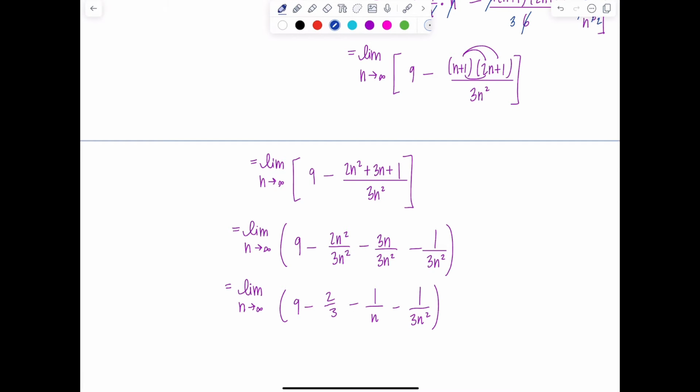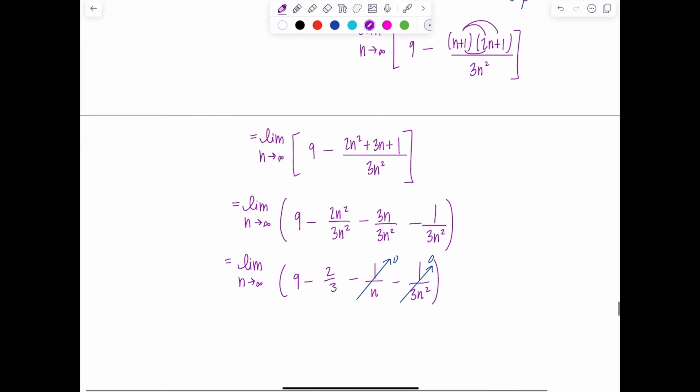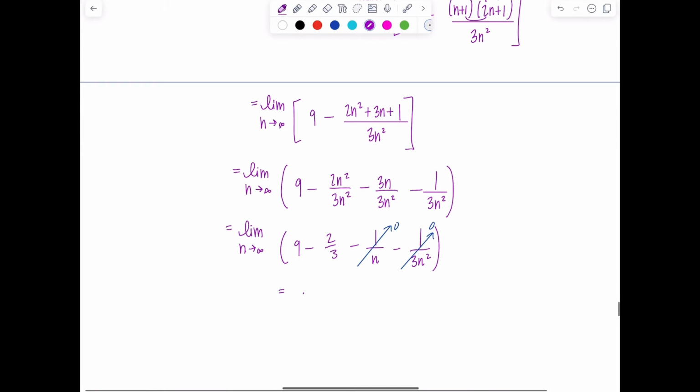And then here's the fun part. n goes to infinity, so this guy's going to go to 0. This guy's going to go to 0. And the other two terms are just constants. So we just have 9 minus 2/3. So that's 27 over 3 minus 2 over 3, which is 25 over 3.